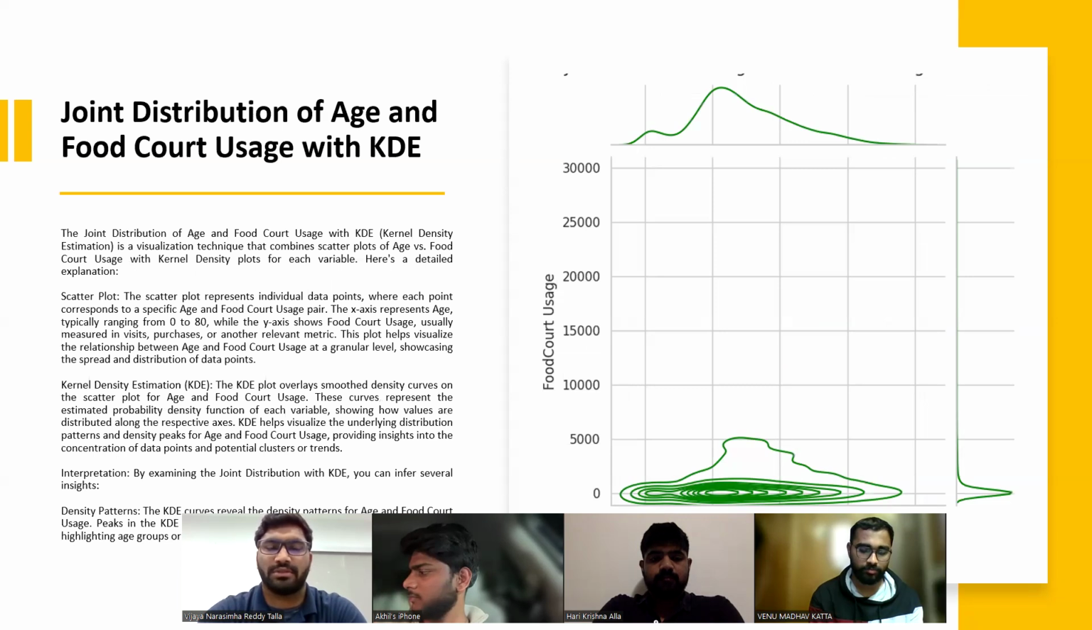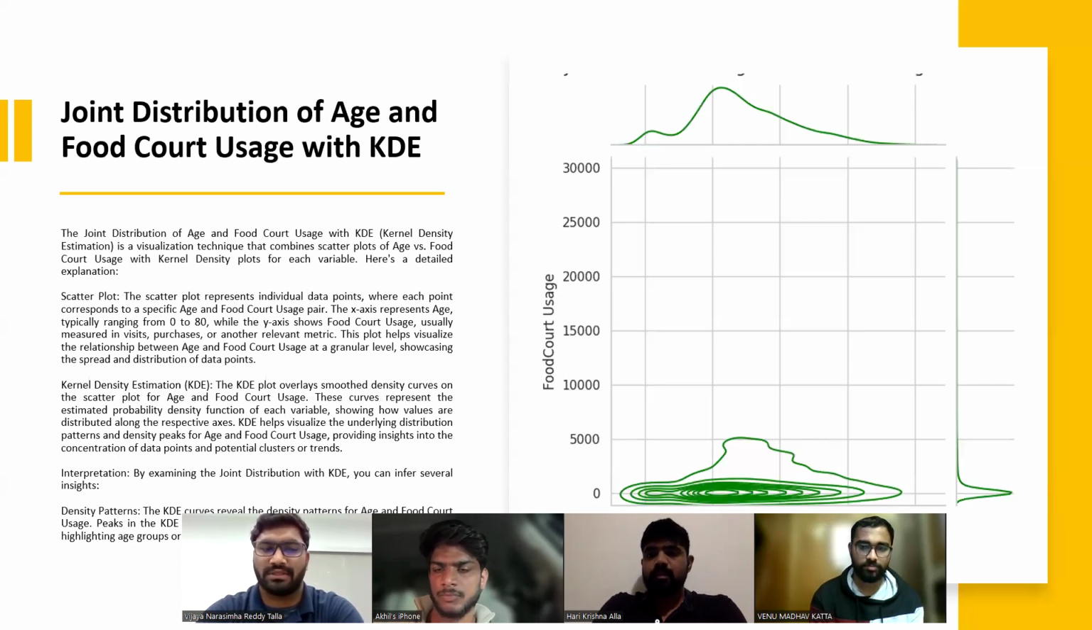This is the joint distribution of age and food court use with KDE. KDE refers to kernel density estimation, which is a visualization technique that combines scatter plots of age versus food court use. Here we can find interpretation by examining the joint distribution with KDE. You can infer several insights. Coming to the next slide.